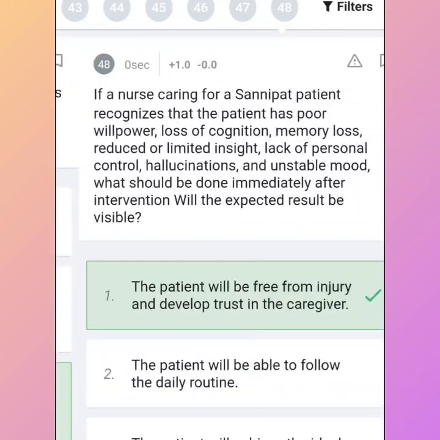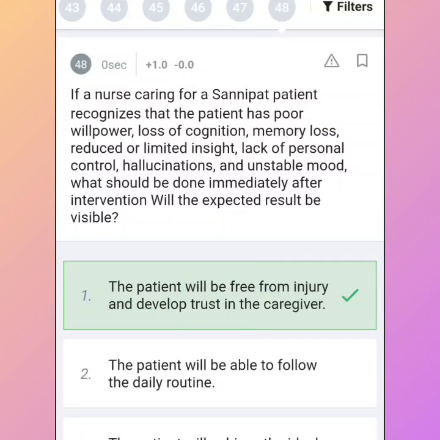I am with you. If a nurse caring for a Sannipath patient recognizes that patient has poor willpower, loss of cognition, memory loss, reduced or limited insight, lack of personal control, hallucination, and unstable mood. What should be done immediately after intervention? Will the expected result be as visible? Option first, the patient will be free from injury and develop trust in the caregiver.